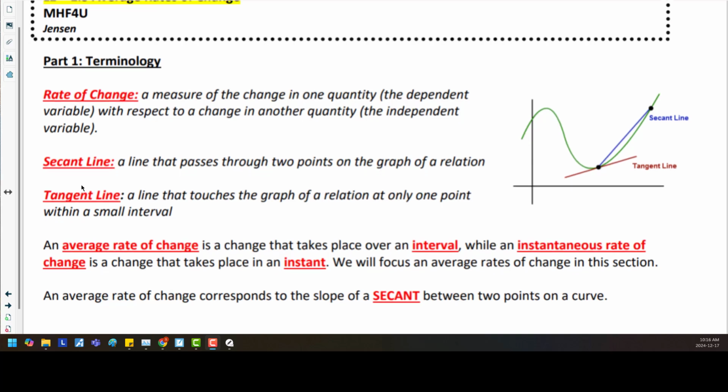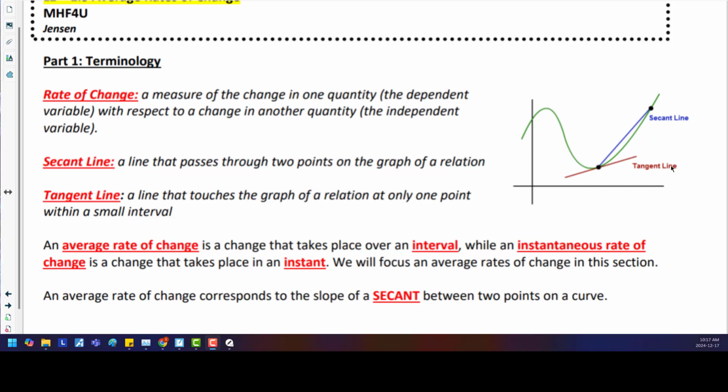A secant is a line that passes through 2 points on a graph. So you pick 2 points on any function or graph, and then you just draw a line between them. That's called a secant line. A tangent line is a line that touches the graph of a relation at only 1 point within a small interval. So for a tangent line, you pick 1 point on the graph or function, and then you draw a line that only touches the graph at exactly that 1 point.